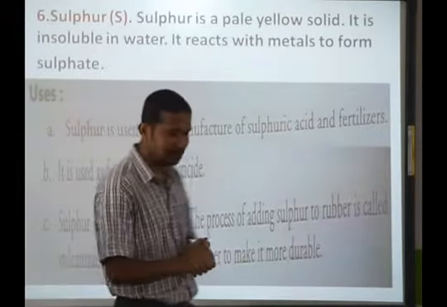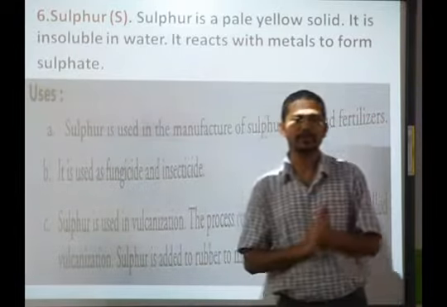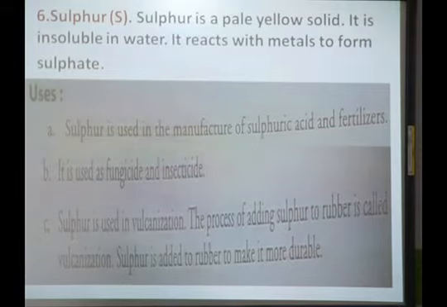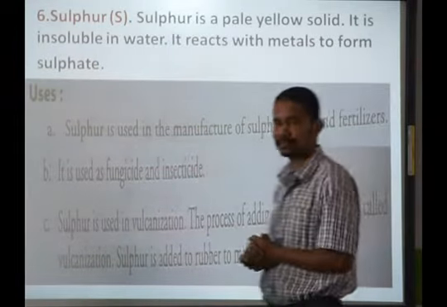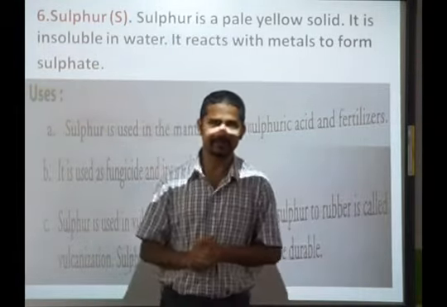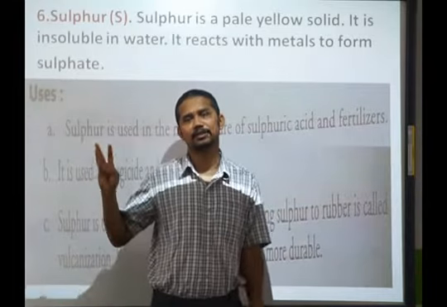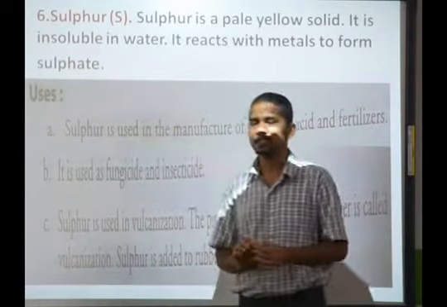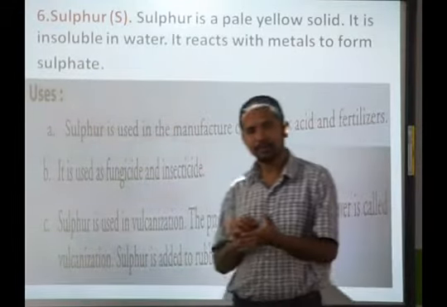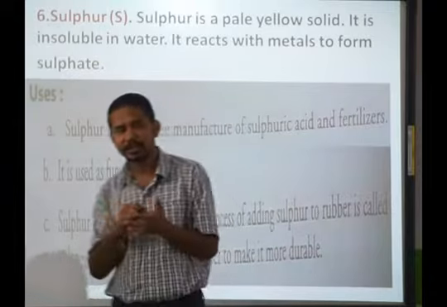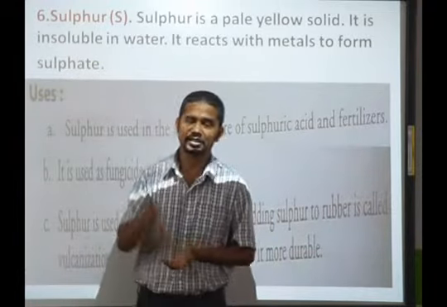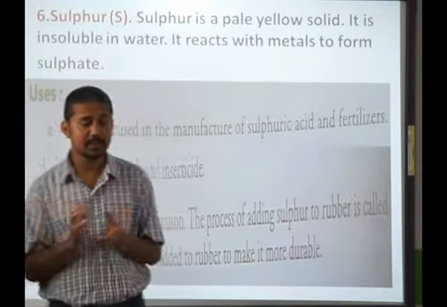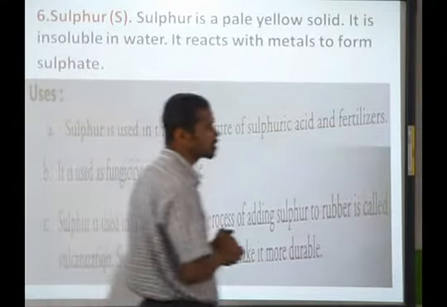Then comes sulphur. What is the symbol for sulphur? S. Sulphur is a pale yellow solid. Iodine is solid, sulphur is solid, and carbon is also a solid non-metal. It is insoluble in water, so sulphur does not get dissolved in water. It settles down. It reacts with metals to form sulfates. Whenever it comes in contact with metal, it forms sulfate.